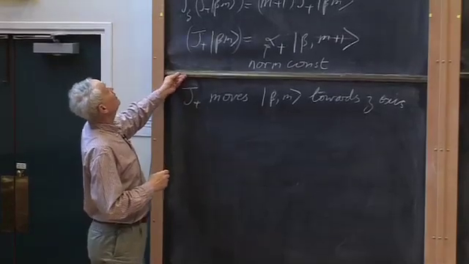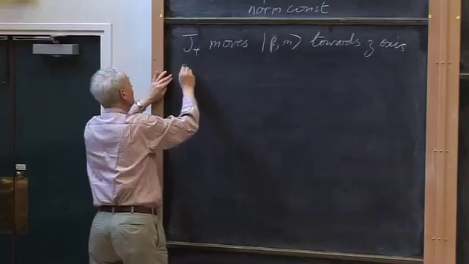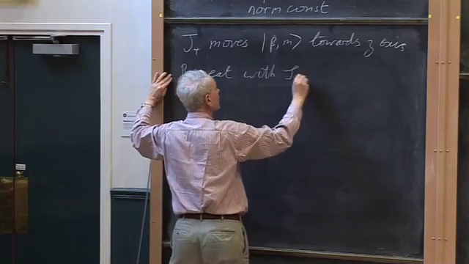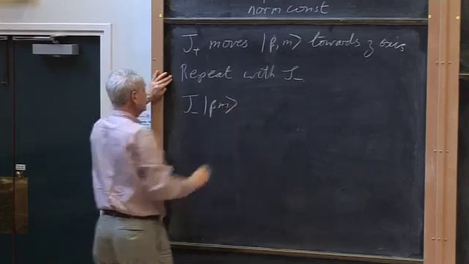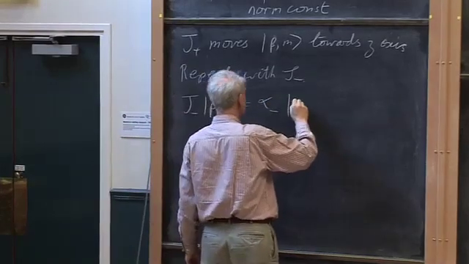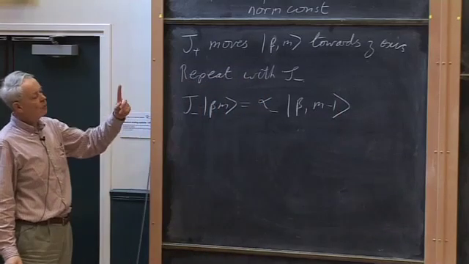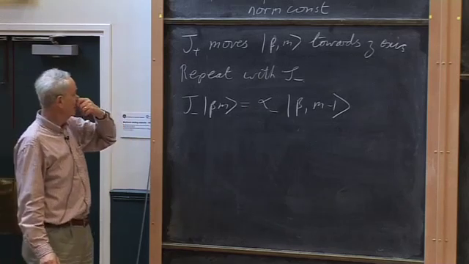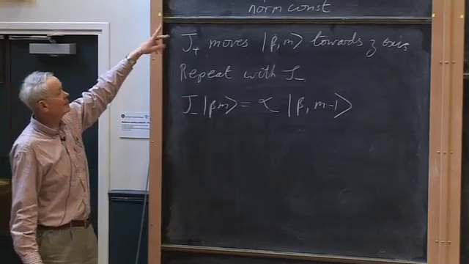Okay, we could repeat all this stuff. I recommend that after the lecture you do repeat all this stuff using J minus, and you will find that J minus on |β, m> is going to equal some amount, not yet determined, of |β, m-1>. It does the reverse trick. It moves it away from the z-axis, or if you like, towards the minus z-axis. So showing this is a precise repeat of what was done up here, except every plus sign gets turned into a minus sign.